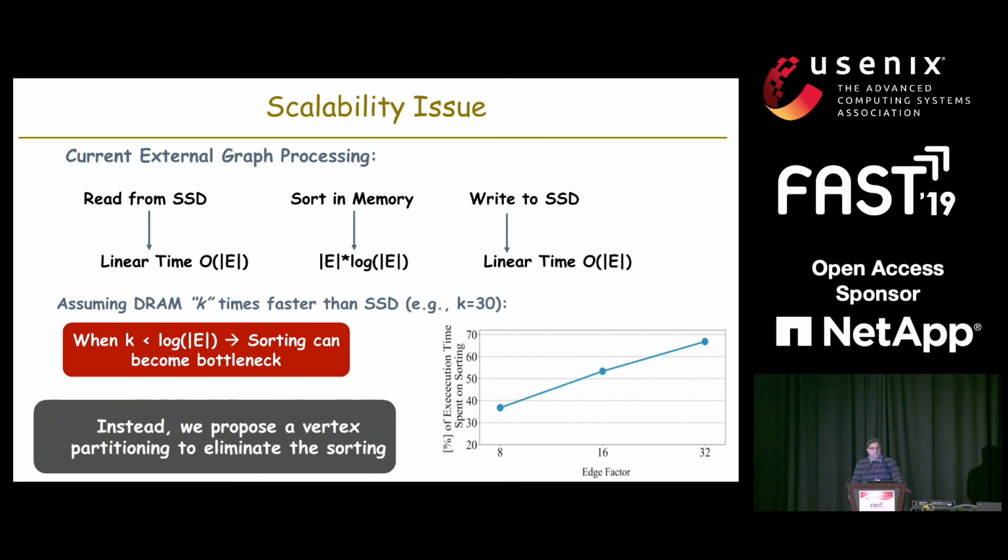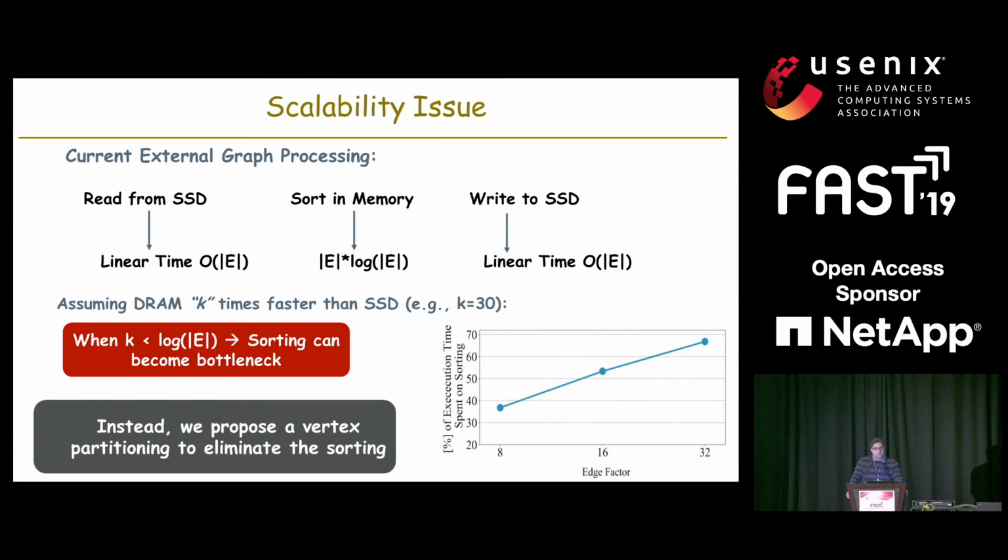So for instance, if DRAM is, let's say, 30 times faster than SSD, then if we have a graph with 2 to the power of 30, or 1 billion vertices, 1 billion edges, this sorting can be a problem. This is actually a very simplified analysis, so we can add more variables to it and make it more precise. This is just to give an idea of how this sorting can dominate the execution time.